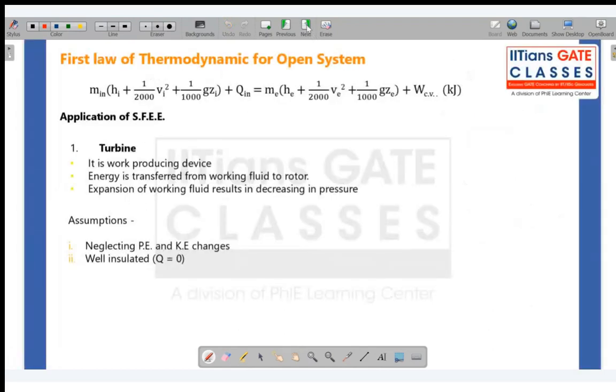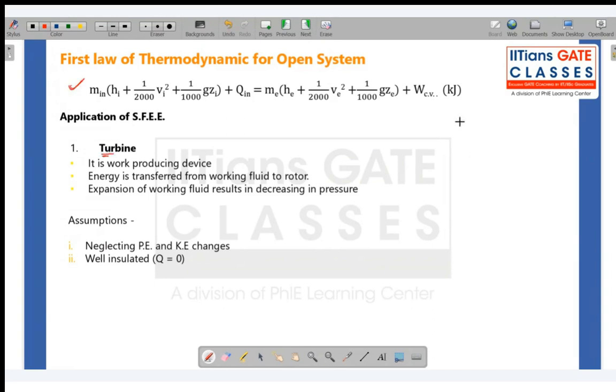Okay. Now let us see the applications. Let us see the applications of steady flow. All the devices that you have in a power plant are all steady flow. Okay. They are all open system and steady flow. So this is my main equation. I am going to apply all my assumptions based on this.